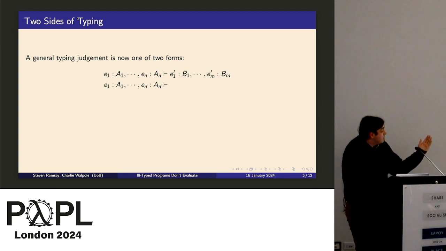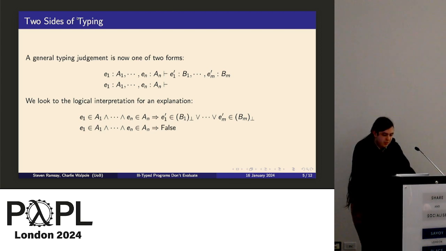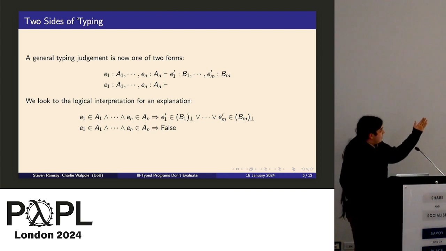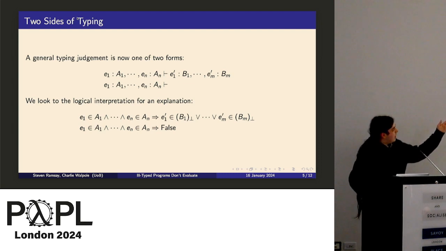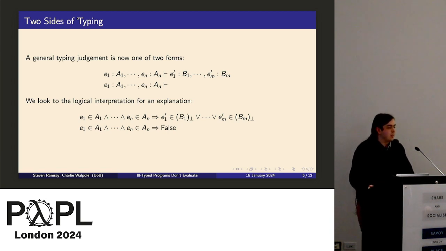Now it's great writing this down, but what do we actually mean by this? Well, let's look back at our logic. Again, if all of the expressions on the left are in their respective typings, then at least one of the typings on the right-hand side is in its type or diverges. And if there are no typings on the right, then there isn't a typing that can be satisfied, and so we have false.